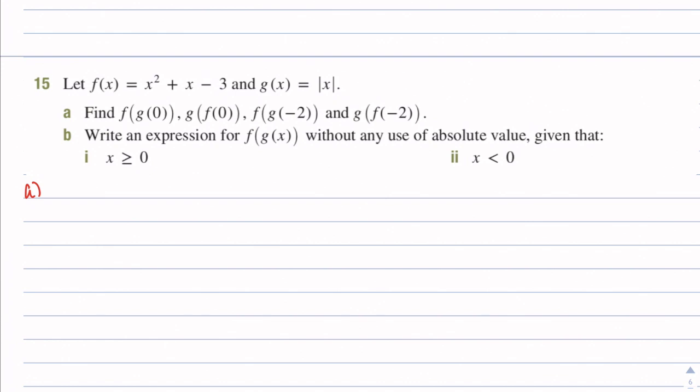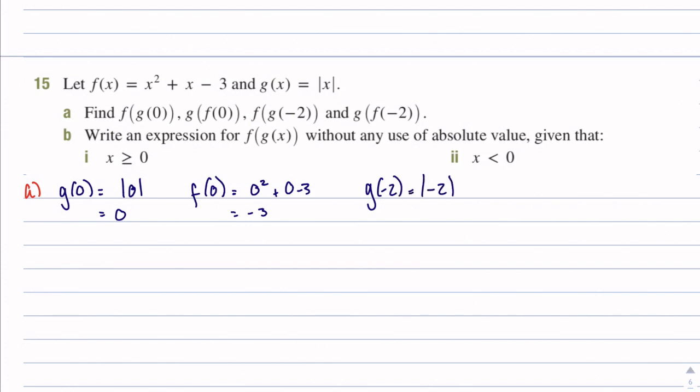Then, well, we obviously want to find g of 0, so that's the absolute value of 0, which is just 0. We want to find f of 0, which is 0 squared plus 0 take 3, which is negative 3. We want to find g of negative 2, which is the absolute value of negative 2, which is just 2, because the absolute value just turns anything that's negative to positive. And we want to find f of negative 2, which means we've got negative 2 squared plus negative 2 take 3, 4 take 5, negative 1.